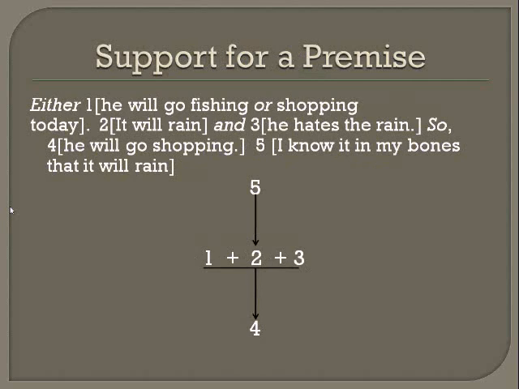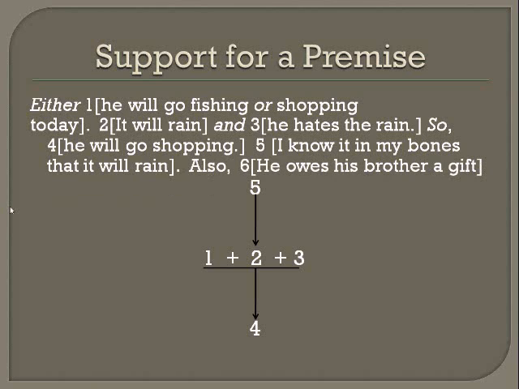Now, what if there was an additional statement, a statement that supports one of the premises? What do we have here? Well, why do I think it will rain? Let's say I know it in my bones. I'm an old man, and I feel aches and pains before it rains. I know it in my bones that it will rain. There we have a reason that supports one of the specific premises, and so we can diagram that as you see on the page with claim number 5 serving as a reason in support of the specific claim number 2, it will rain.